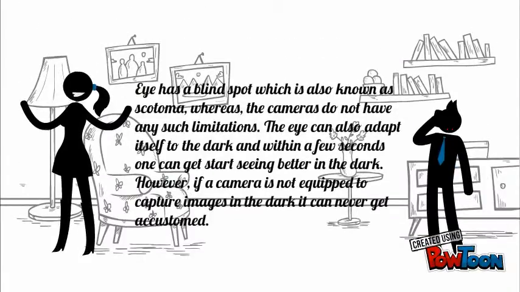The eye has a blind spot, which is also known as scotoma, which the cameras do not have any limitations. The eye can also adapt itself to the dark, and within a few seconds one can start seeing better in the dark. However, if a camera is not equipped to capture images in the dark, it can never get accustomed.